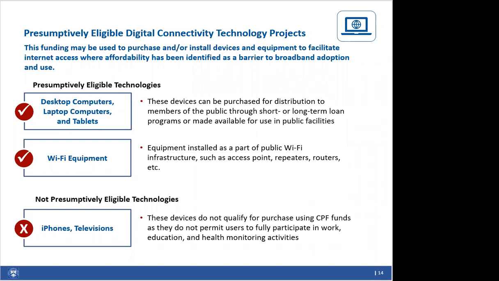And an example of a presumptively eligible program is a short or long-term loan program for libraries to loan out laptops to low-income families. I will note that technologies like iPhones and televisions are not presumptively eligible under the Capital Projects Fund program. These devices may be eligible under a case-by-case review if they're determined to meet the eligibility criteria. So in all, providing funding to recipients that choose broadband infrastructure and digital connectivity investments is a key priority of the program. But as we'll cover in the next couple of slides, recipients do have flexibility to pursue other types of projects.